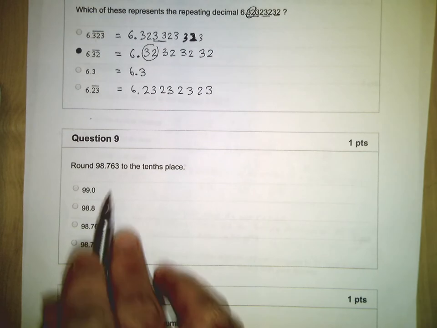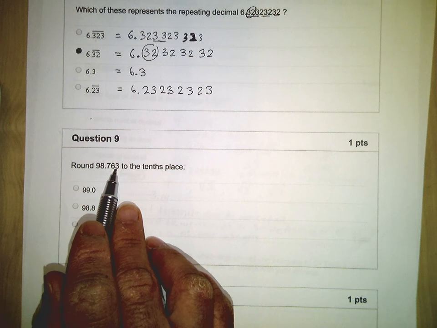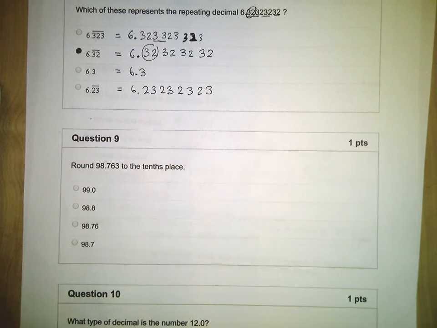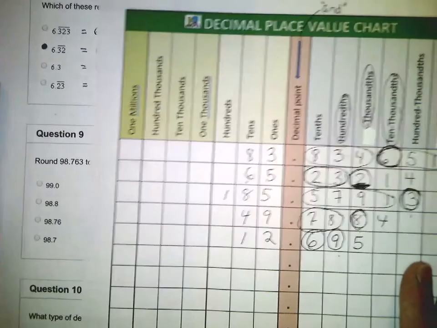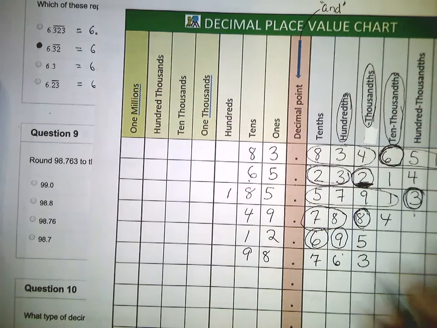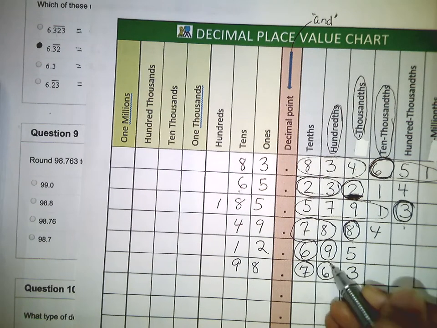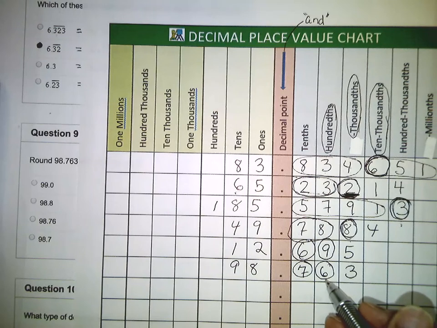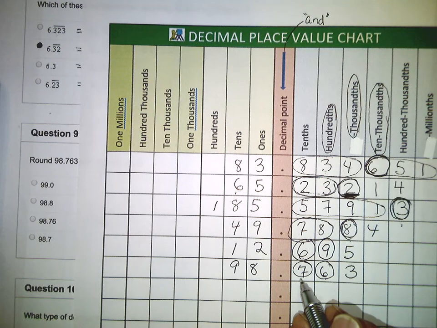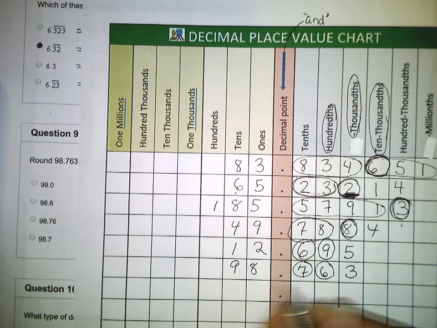All right, let's try another one here. Let's round 98 and 763 thousandths to the 10th place. So one more time on my place value chart. So we have 98.763 to the 10th place. So here's the 10th place, and I look one number to the right, and then I see that that is a 5 or higher in the 100th place, so that 7 gets bumped up to 8. So this should be 98.8 or 98 and 8/10.